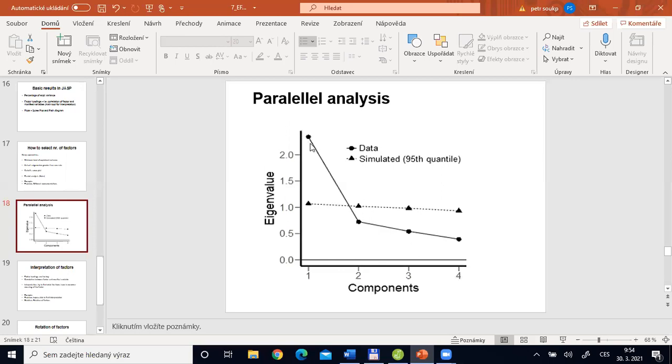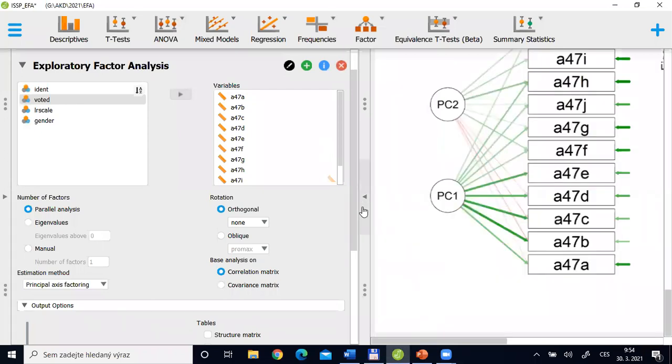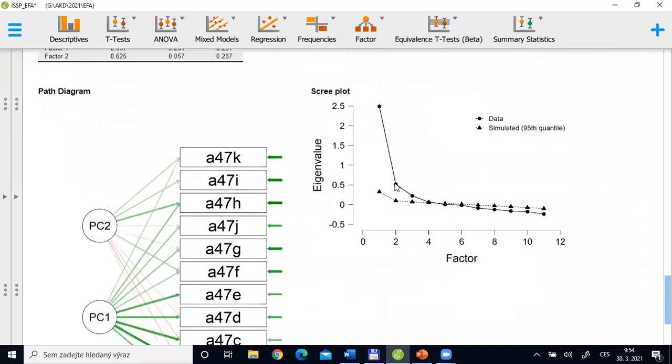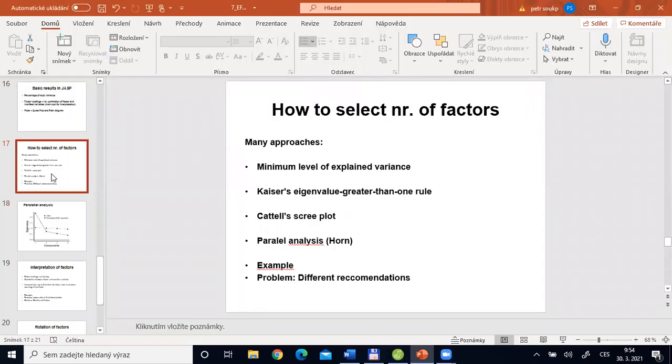If I go back to my picture, I guess it is computed. Okay, here it is. So here maybe this is the first elbow, or maybe the second one. So maybe 1 or 2 factors is the recommendation from Cattell's rule.